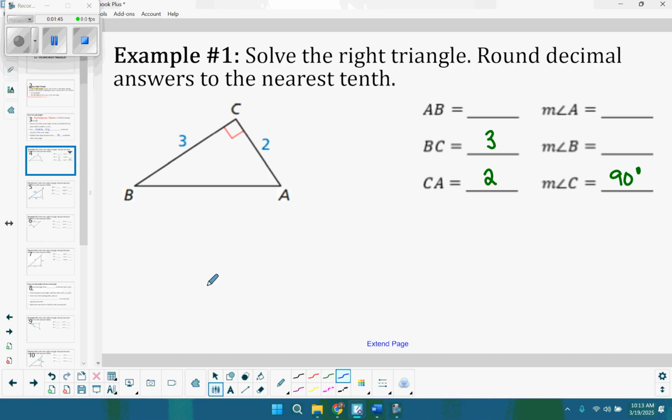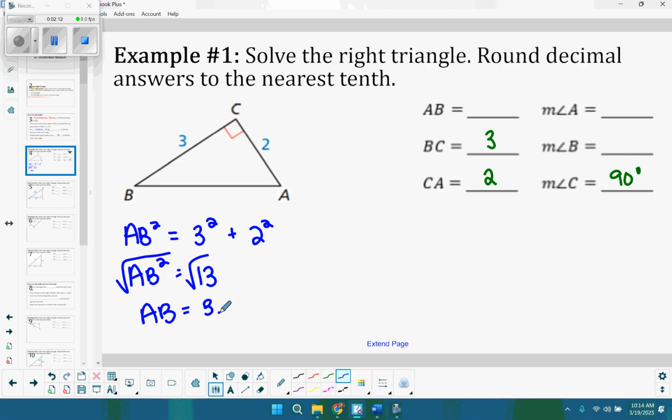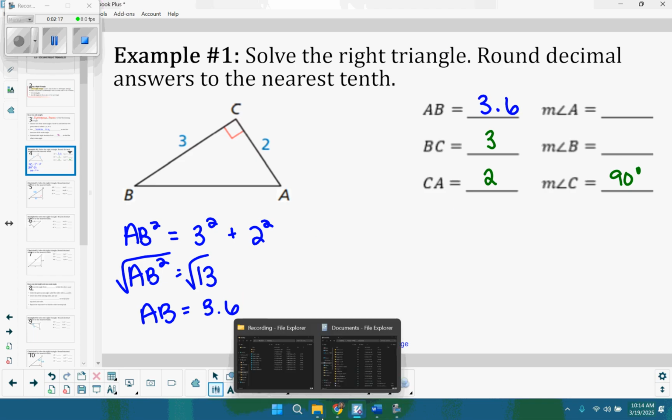We said we're going to use the Pythagorean theorem to find the missing side. The missing side is our hypotenuse, so that's going to be AB squared equals 3 squared plus 2 squared. So AB squared will equal 9 plus 4, which is 13. Take the square root of both sides, and the square root of 13 is 3.6. So here for AB, we'll put 3.6.